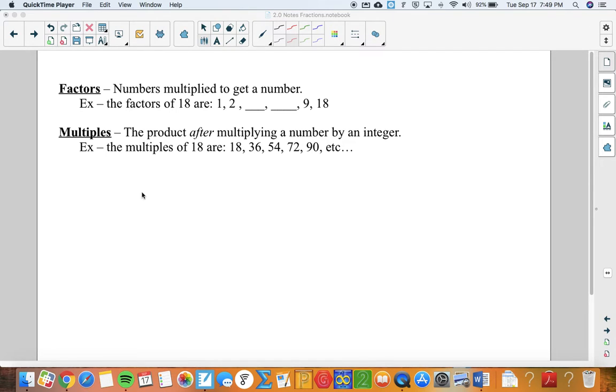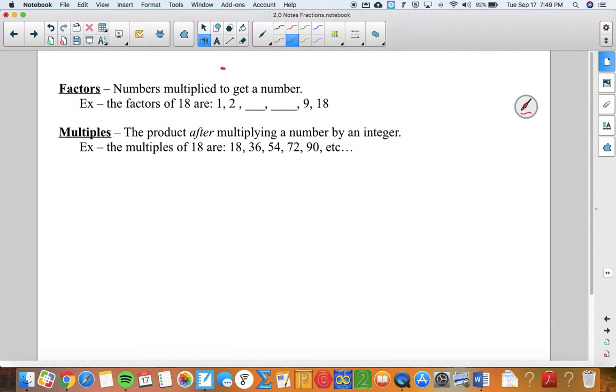Hey, these are notes for how to multiply fractions, but before we do operations of fractions, multiplication, division, addition, subtraction, we should talk about some common words and tools that we're going to use to do this. So one thing is factors, numbers that we multiply together to get a number.